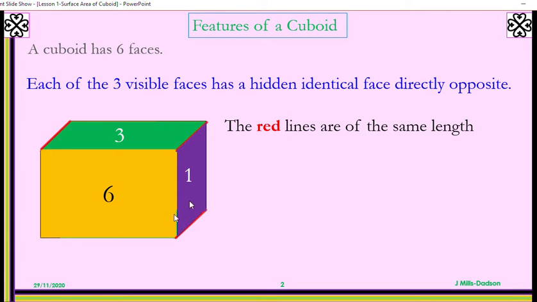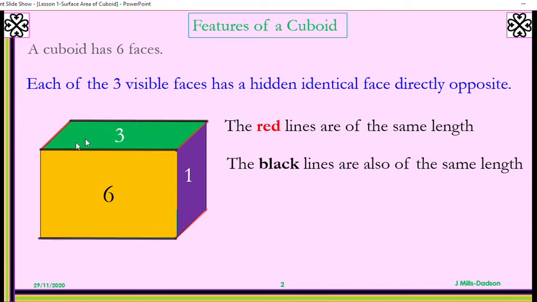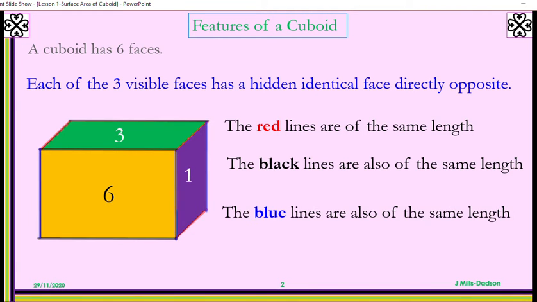Also, the lengths of the red lines are the same. These 3 red lines are of the same length. The black lines are also of the same length. And the blue lines are of the same length. It's important you know that because it helps you to know the right dimension of each of the faces. Because when the question is given to you, it's given on one side of the cuboid, so you can transpose the dimensions around to help you know the right dimension of each of the faces.